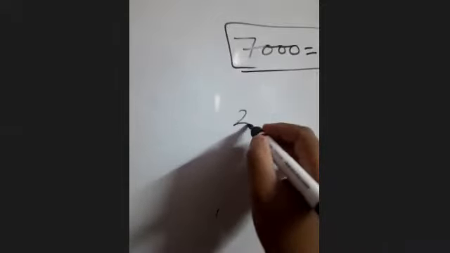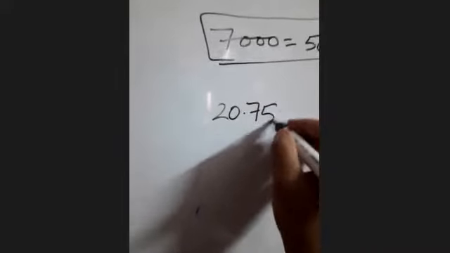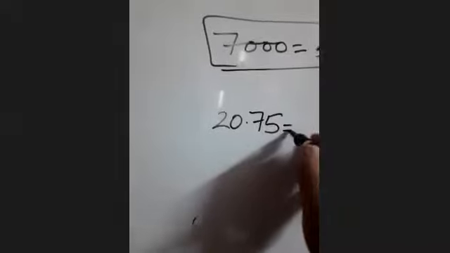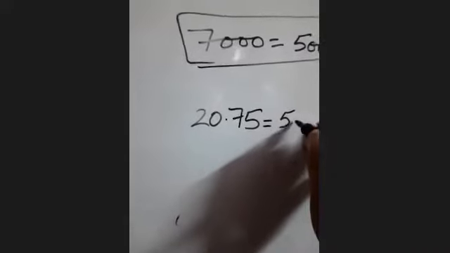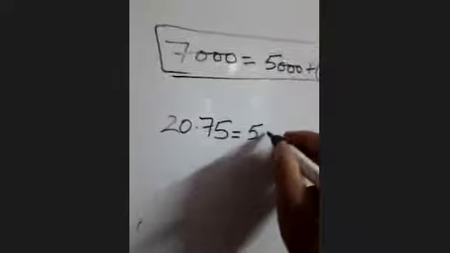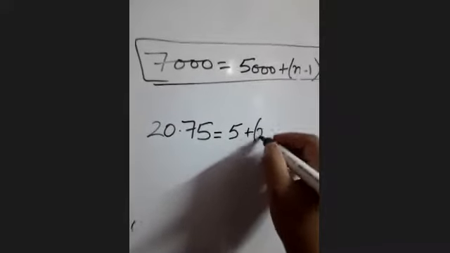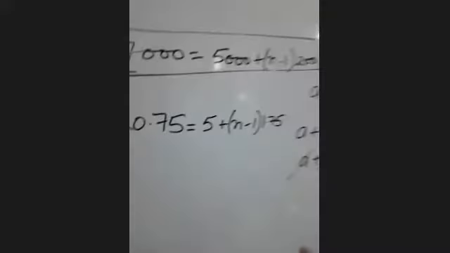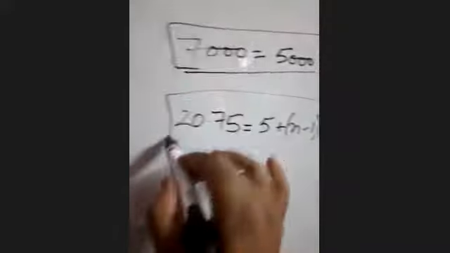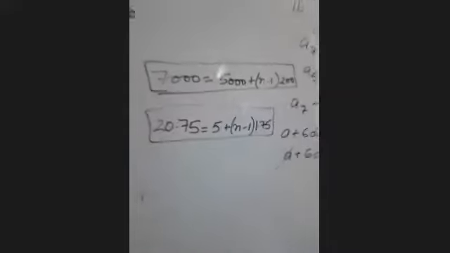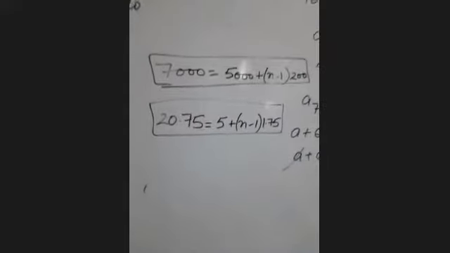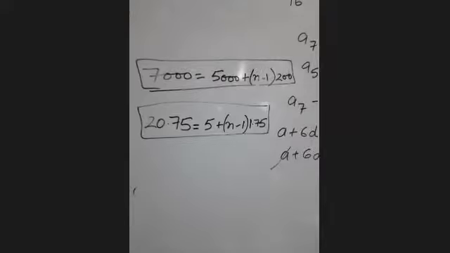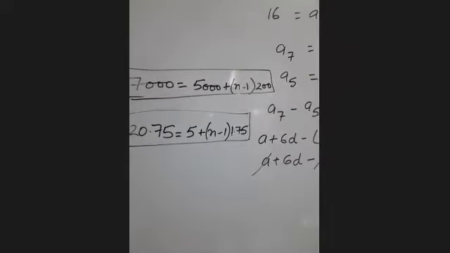We are given ₹5. Sir, your voice is low. Okay. We are given 20.75 as an. So that will be an equals 20.75, she has started from ₹5, so that is 5 plus n minus 1, and d is 1.75. So that is for question number 20. You can calculate that one. 20.75 equals 5 plus n minus 1 into 1.75.